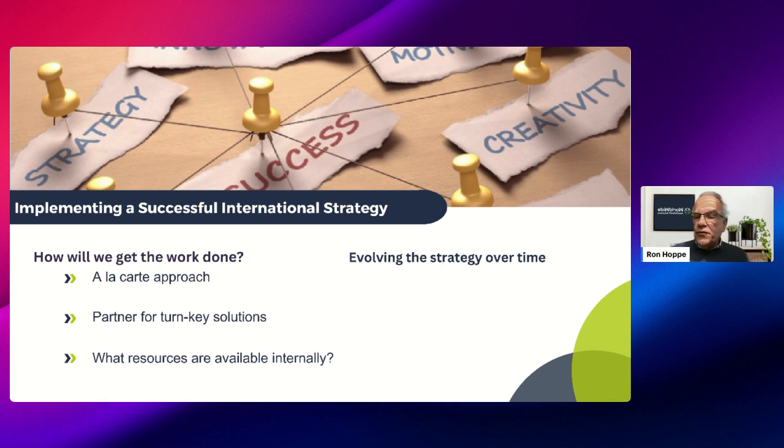So evolving a strategy over time simply speaks to the fact that, as I said, international recruitment shouldn't be seen as a singular event or a one-time project just to boost the number of candidates in process. It's really something that can provide you with a predictable pipeline and a predictable supply of candidates over time. Next slide, please.